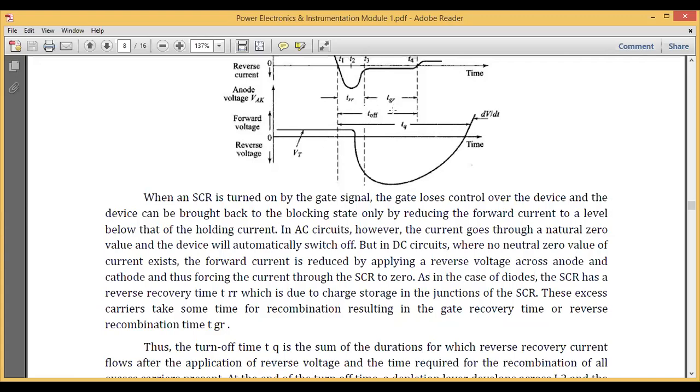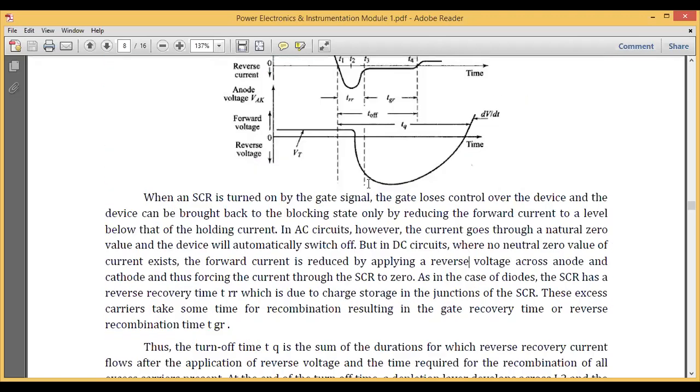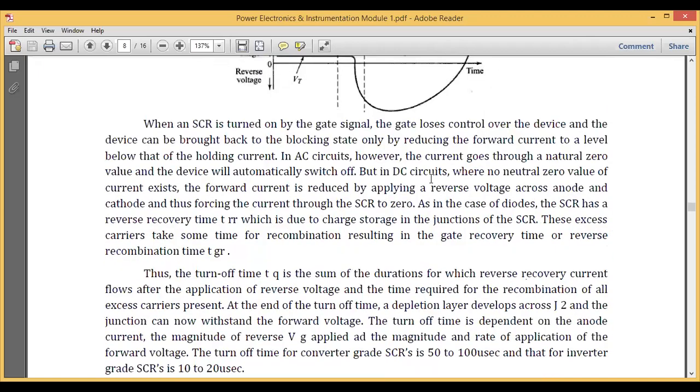Another two other things we can see in this particular graph. We have another time which is called the turn off time, represented by TQ. So what is TQ here? TQ is nothing but the sum of the duration of the reverse recovery current and also the time required for the recombination. When you add these two, you may find the turn off time. So turn off time is usually the combination of these two, that is TRR and TGR.